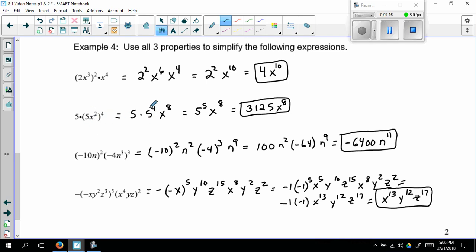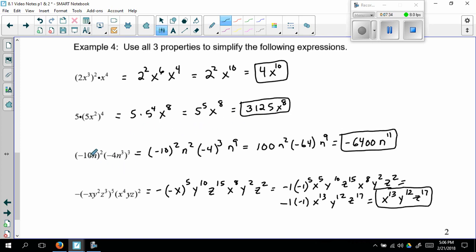On the next problem, I'm going to impact the 5x squared, all to the 4th power. So that's 5 to the 4th, x to the 8th. Realize this 5 just hanging out there is like 5 to the 1st. So the same base, I can add them. I get 5 to the 5th, x to the 8th. I evaluate 5 to the 5th, and I get 3,125 x to the 8th.